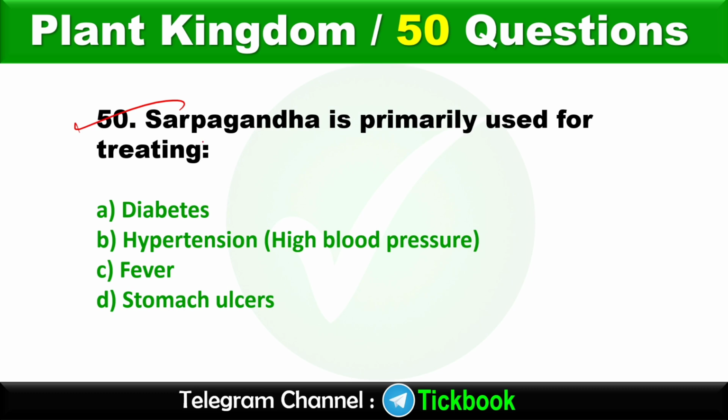And the last question is, Sarpagandha is primarily used for treating which disease? Option number B is the right answer, hypertension. That means high blood pressure.